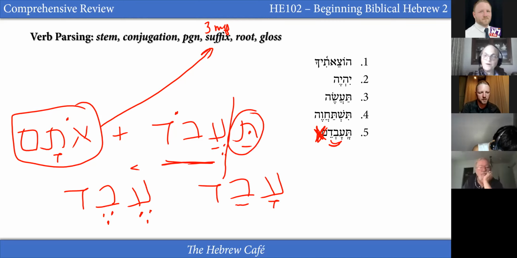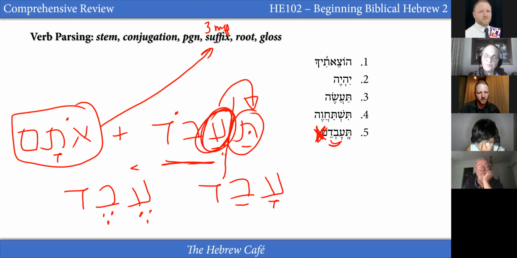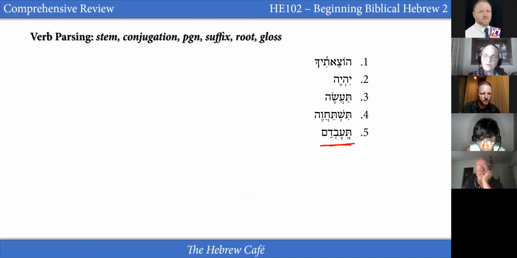Okay, so the future, because it's guttural here, it takes a instead of e, and we've got ta'avod. You, stem, conjugation imperfect, person, gender, number. It's second masculine singular. That's the tav prefix with no suffix. It's like you will do something. You will work. So it's you will serve them, which is third masculine plural. The root is avad, and the gloss is you will serve them.